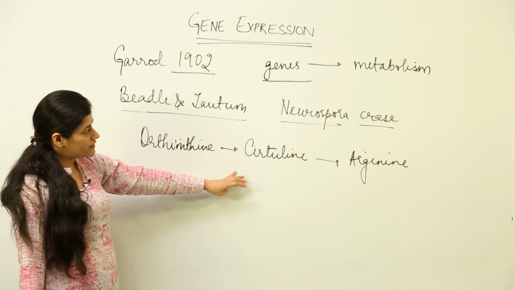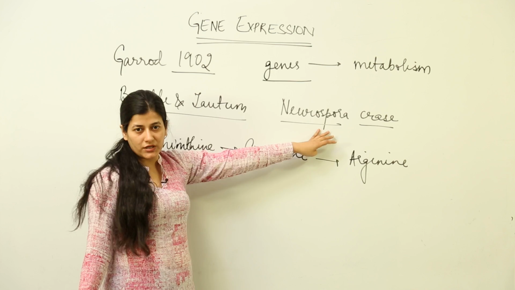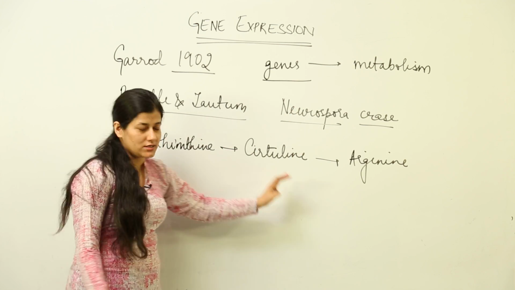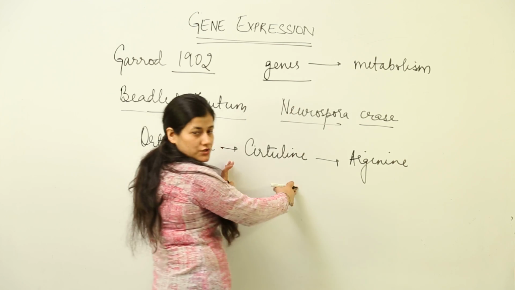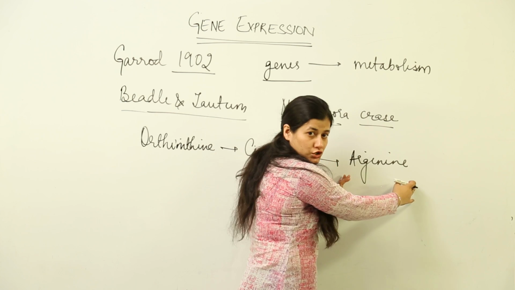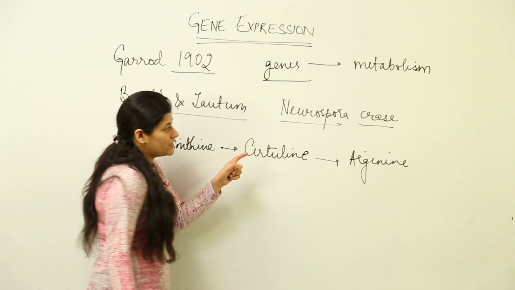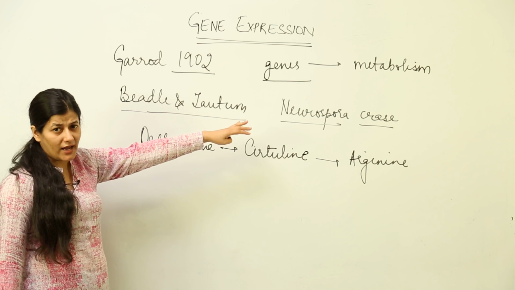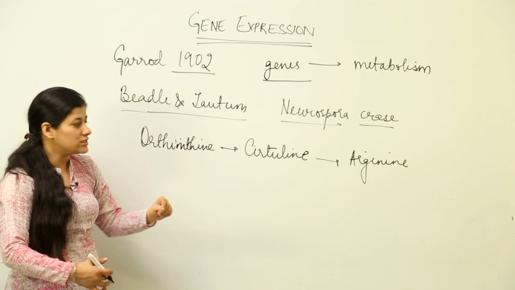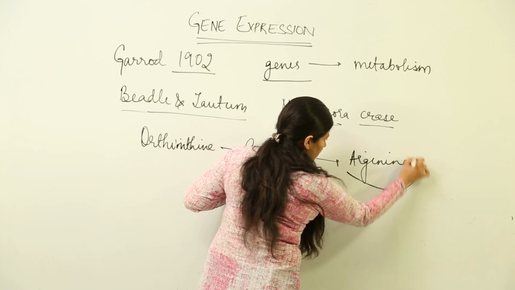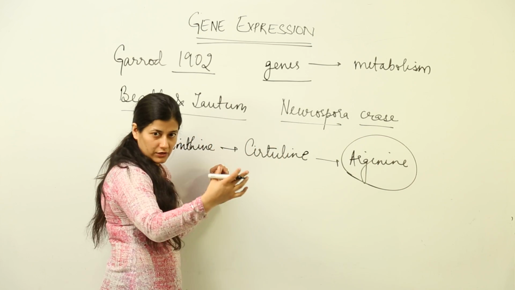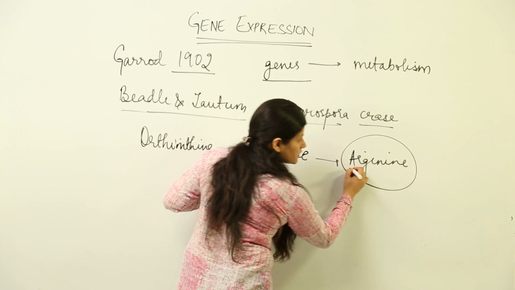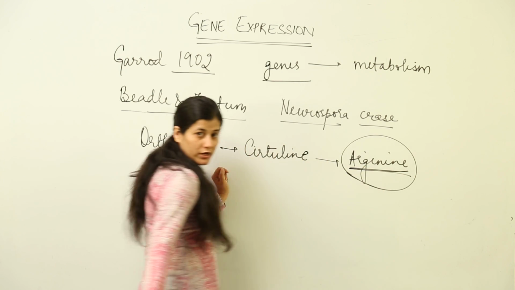In this, they took Neurospora crassa. It is a metabolic process in which ornithine is converted to citrulline. Citrulline is further converted to arginine. Now, they irradiated the Neurospora crassa with X-rays and got mutants. There were certain mutants which survived on arginine, all of them. That means arginine was the final product of the metabolic pathway.